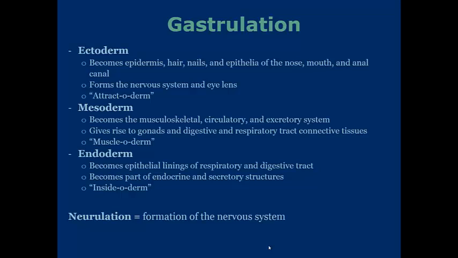The endoderm is what becomes the epithelial lining for the respiratory and digestive tract. It also becomes part of the endocrine and secretory structures. A shorthand for this one is the inside-oderm, because all these things are inside of the body. Neurulation is the formation of the nervous system. For humans and other vertebrates, it involves the formation of the spinal cord.